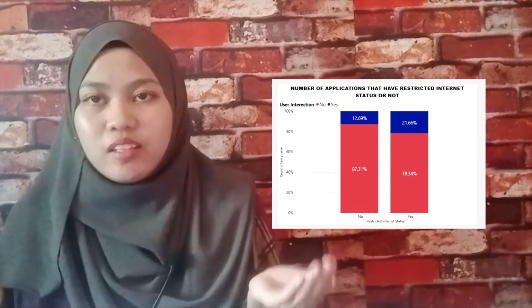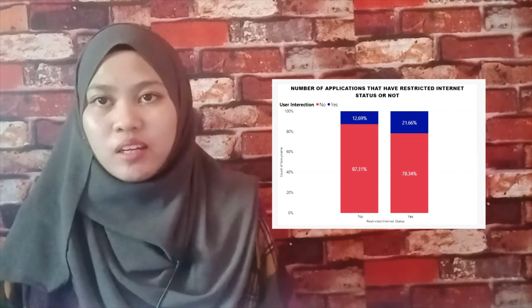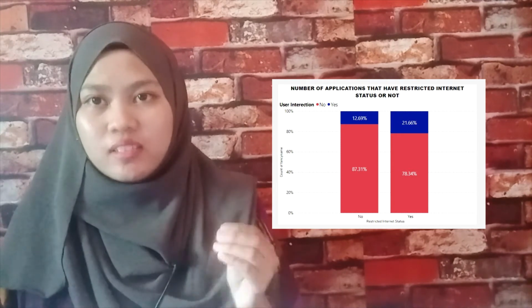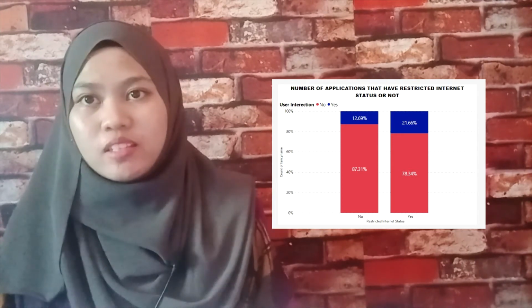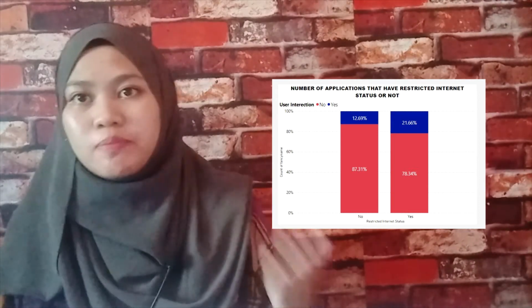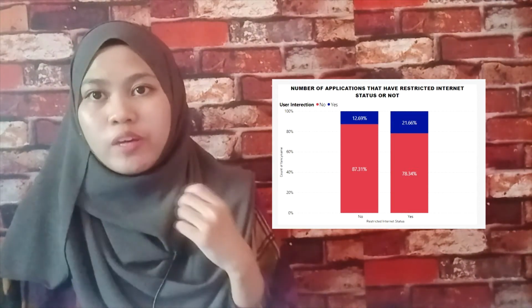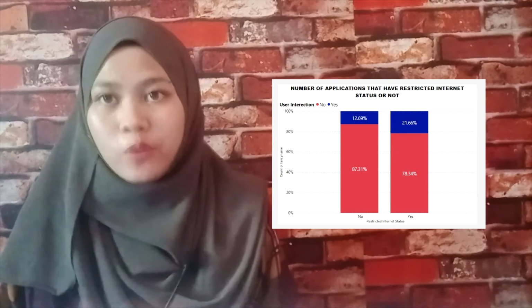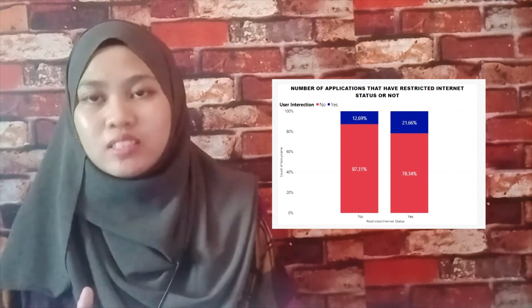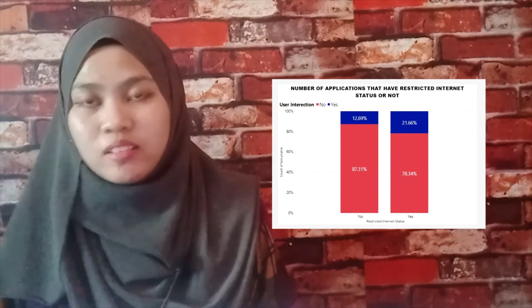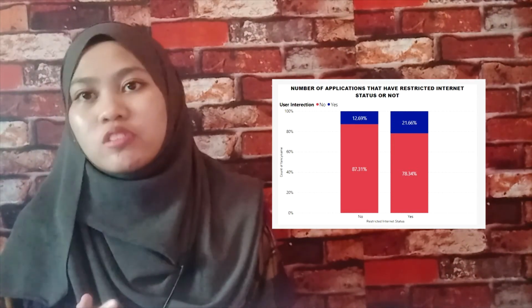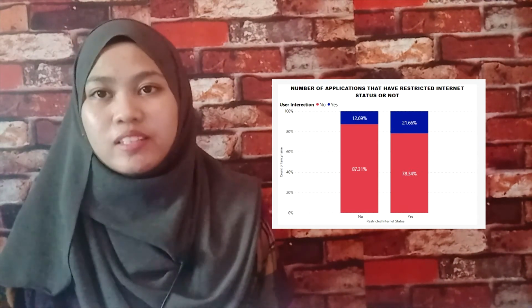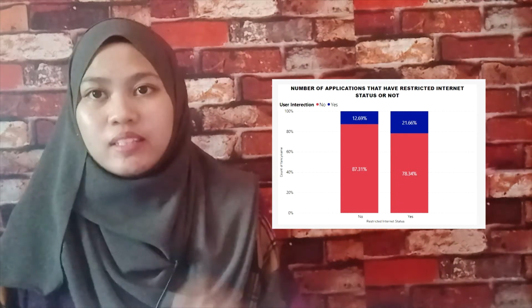For the last chart, the number of applications that have user interaction and restricted internet status or not. User interaction is whether we can interact with third parties or not. For example, when we play a game at the PUBG application, we can play with our friends. Same like the WhatsApp application, we can chat and video call our friends too. Restricted internet status is whether the application has limited internet access or not.